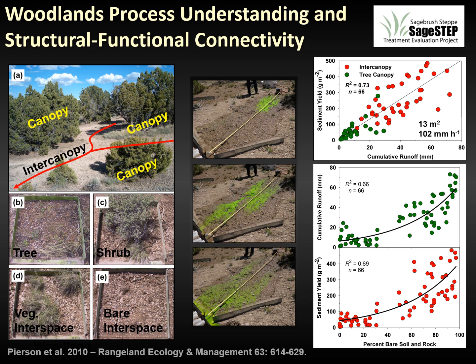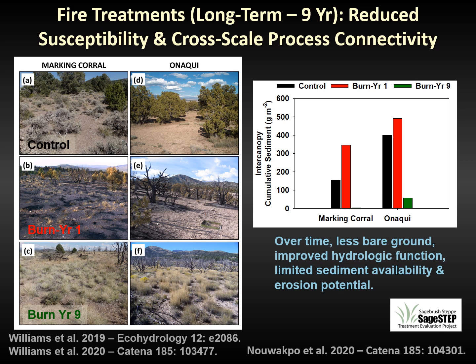As you can see in the graph to the upper right, cumulative runoff and erosion, represented as cumulative sediment yield, are linearly related for these sparsely vegetated communities, and runoff and erosion both increase exponentially where bare ground exceeds 50 to 60%, as indicated in the graphs to the lower right. This occurs because runoff and erosion sources and processes are well connected, and concentrated flow is the dominant erosion process under these conditions. The photographs on the left show pre-fire and post-fire conditions at two woodlands.